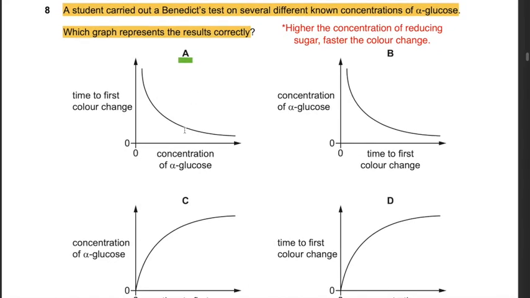Why cannot the answer be B? It is because they have plotted concentration of alpha glucose on the y-axis and time to first color change on the x-axis. However, the time depends on the concentration, and the dependent variable usually goes on the y-axis and the independent variable on the x-axis. Therefore, since the concentration is known, it should be on the x-axis. That leaves us with the answer being A.